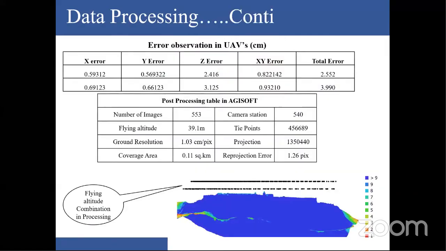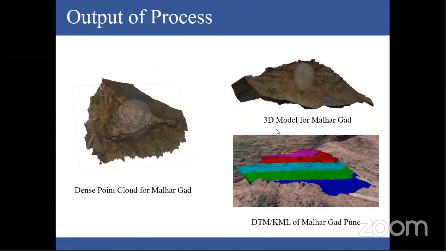After this, why we selected the flying combination: as this diagram shows, one flying height is 30 meters and another is 50 meters, which gives 553 photographs. Out of these 553 photographs, 540 are selected, and the combination gives a flying height of 39.1 meters. The ground sampling distance is about 1.03 centimeters per pixel, and on average it covers about 1.11 square kilometers. Out of that, we only select 5 acres for our case study. So this is a dense point cloud for the Mallarghat 3D modeling and a KML model of Mallarghat. This is our major output.